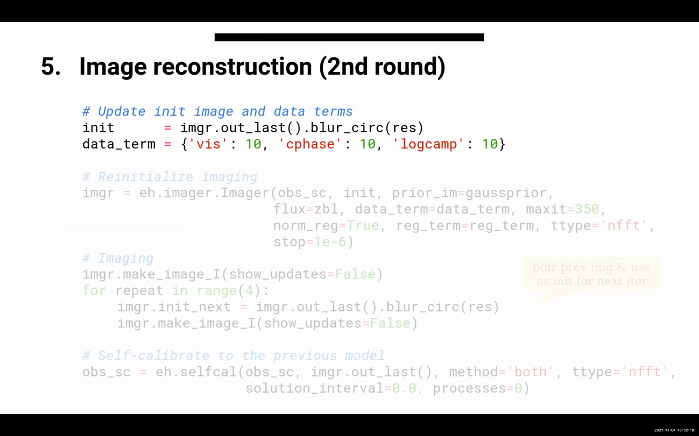So we are updating our initialization to the previous image, blurred to the nominal resolution. And then we add complex visibilities, closure phase, and log closure amplitude, and increase the weight of the data terms a bit, because we trust our data more now. And we repeat the imaging process that I just described before. So, next slide.